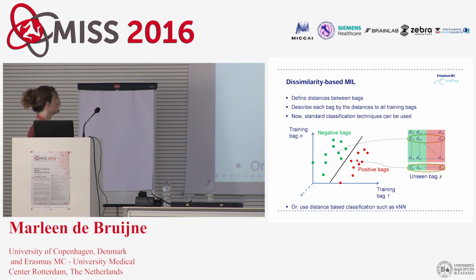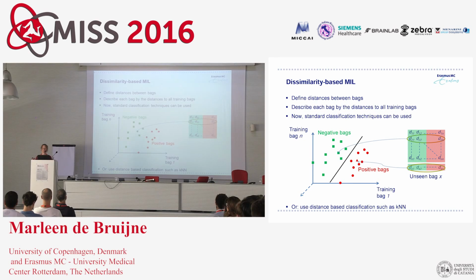So you see it laid out in this figure. We describe each bag by the distances to all the other training bags, and then all those distances become our features, and from there we just have a vector space, we can perform standard feature-based classification in that space. So each sample here is defined by its distances to all the samples in the training bag, including itself.